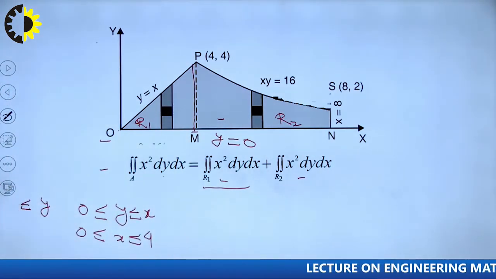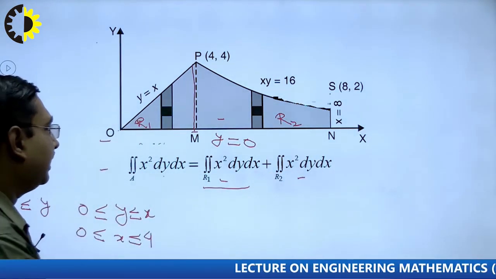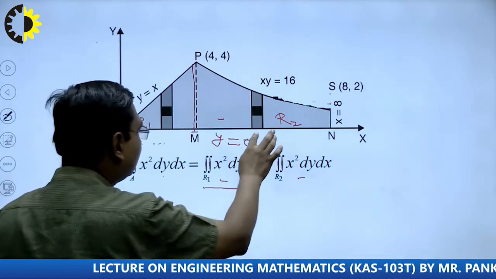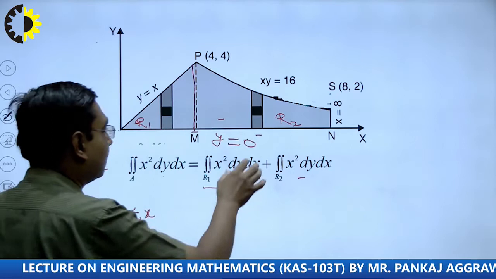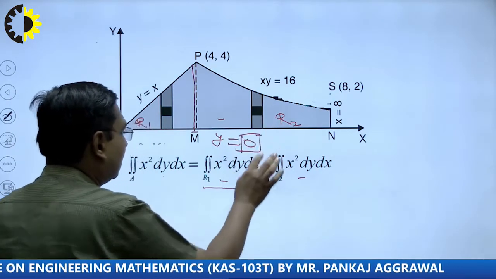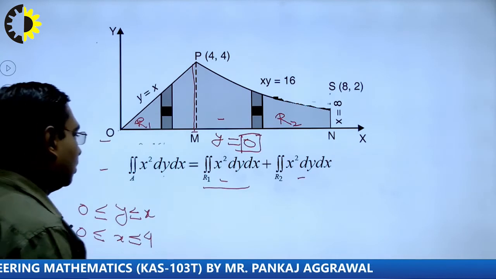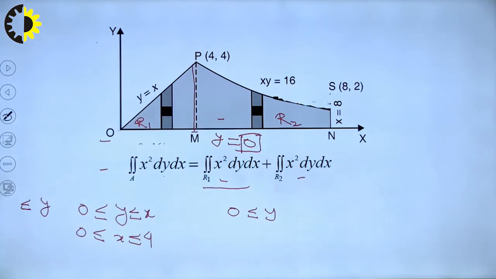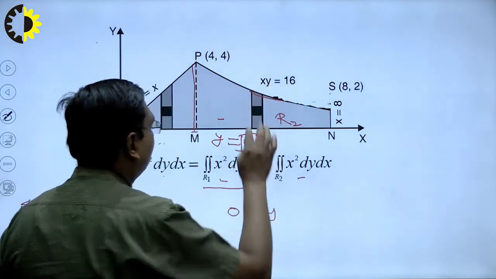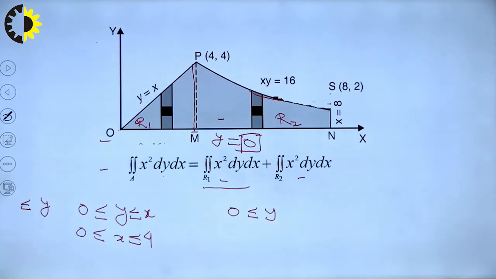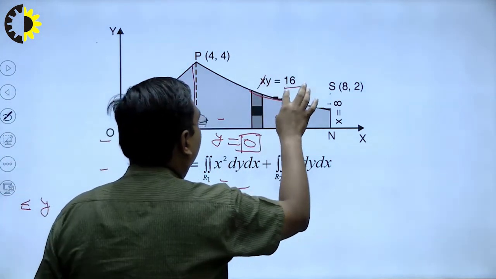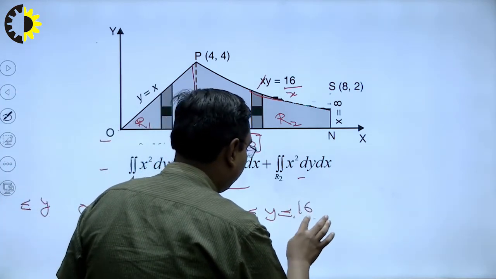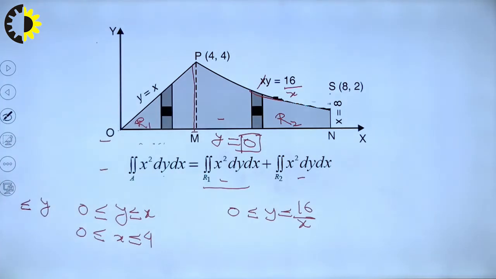For this region R2, I divide this region R2 into vertical slices. This vertical slice has its lowest point again on y equal to 0. So the value of y obtained from this equation is 0. The highest point lies on this curve, the rectangular hyperbola. The value of y obtained from here will be 16 by x. So the upper limit of y will be 16 upon x.